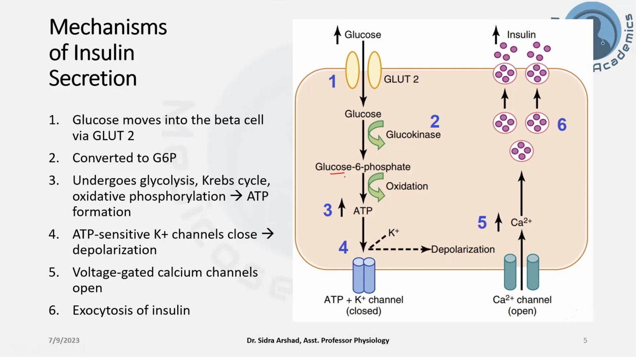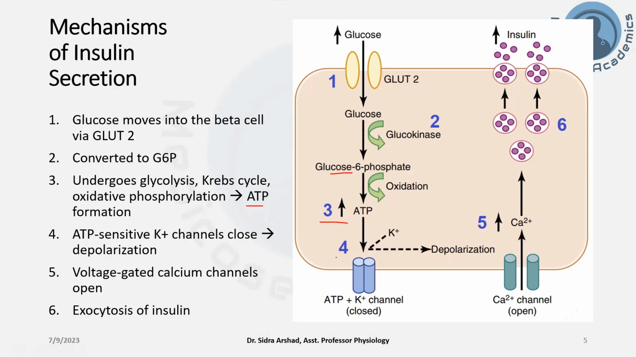This glucose 6-phosphate is then going to undergo glycolysis, Krebs cycle, and oxidative phosphorylation to produce increased amount of ATP. So the ATP is going to be formed. You can see right over here, this third step is the formation of ATP. When ATP levels inside of the cell are increased because of the transport of glucose into the cell and its conversion into the ATP, what is going to happen on this side of the cell?